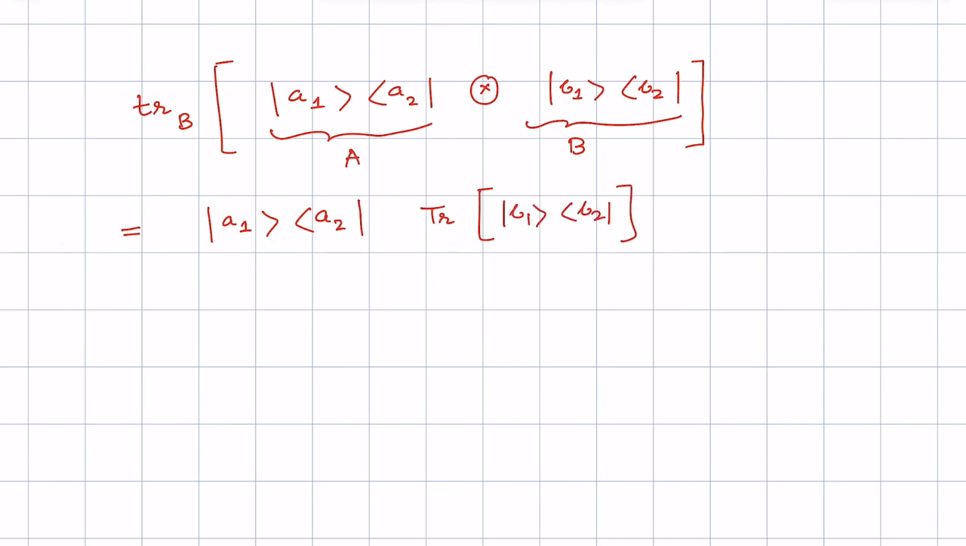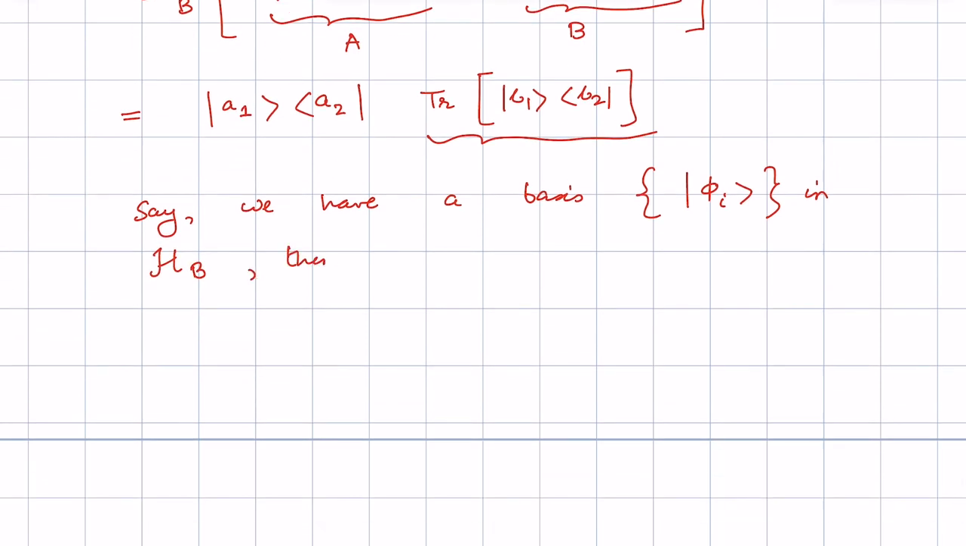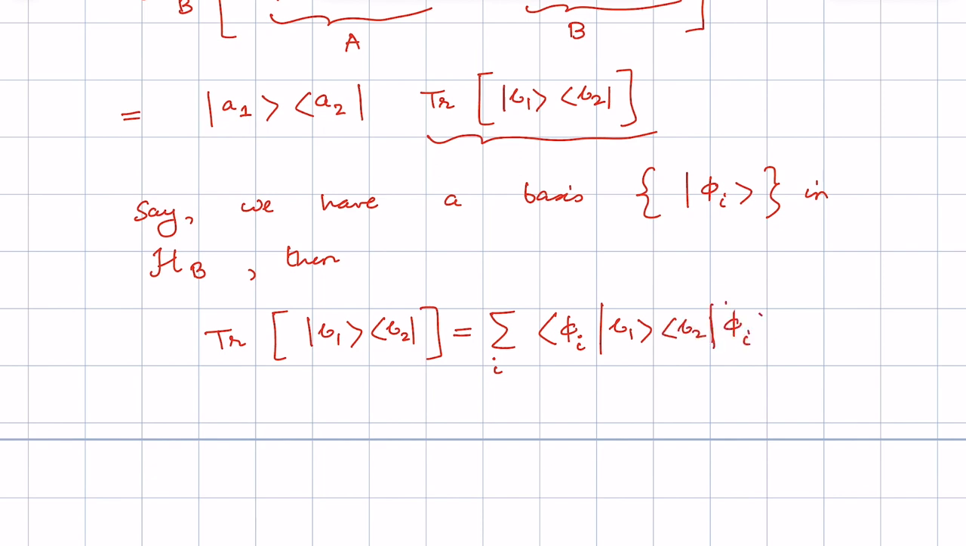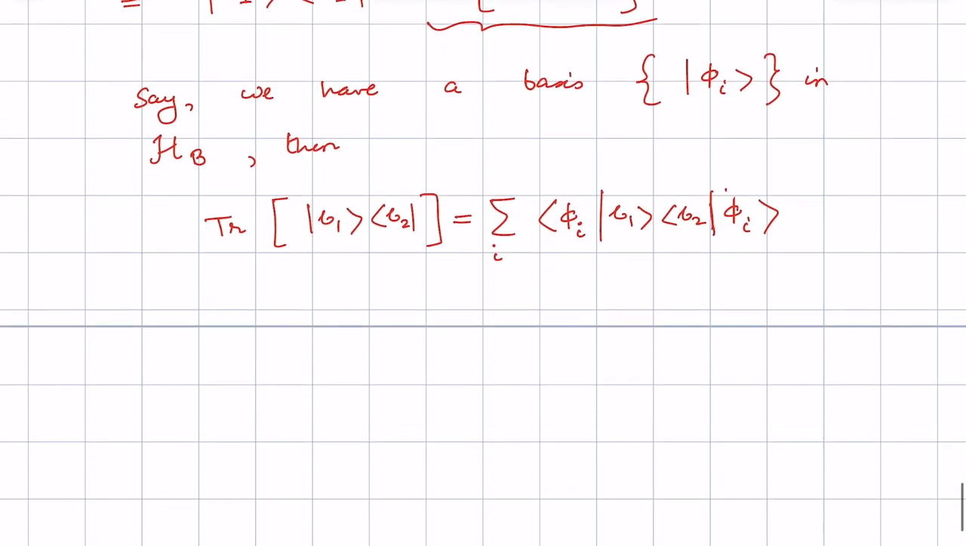Now let me focus on this particular quantity here, the trace operation. Suppose we have a basis, phi i, in the Hilbert space of B. Then let me work out the trace operation over B in detail. You know how to take the trace operation by now. So I have here phi i, then B1, B2, and then phi i, right? That's what the trace operation means. Basically, you are summing up the diagonal elements of the matrix.